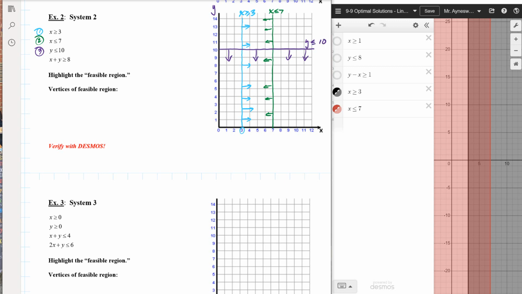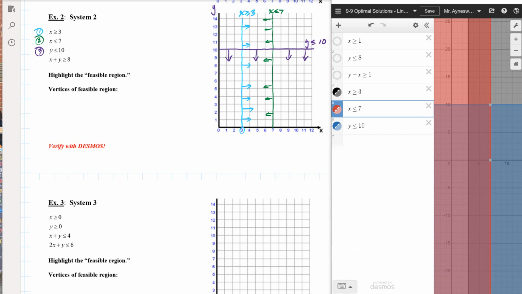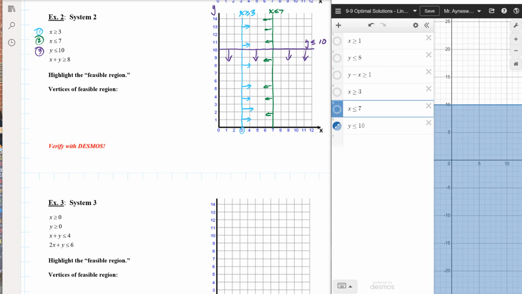Notice that I'm labeling everything as I go, and then you type that in Desmos, so y less than or equal to 10. Okay, and you turn off the other colors so you can see one at a time. And notice that it's shaded below 10 because all y values that are less than or equal to 10 are below that line, not above but below.